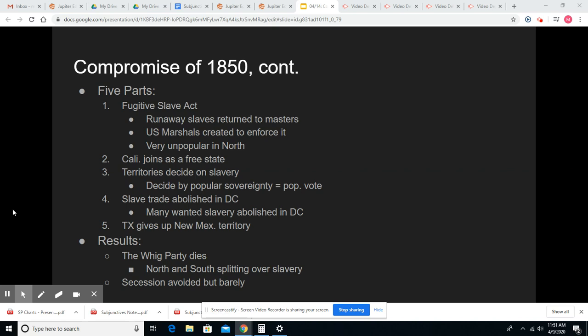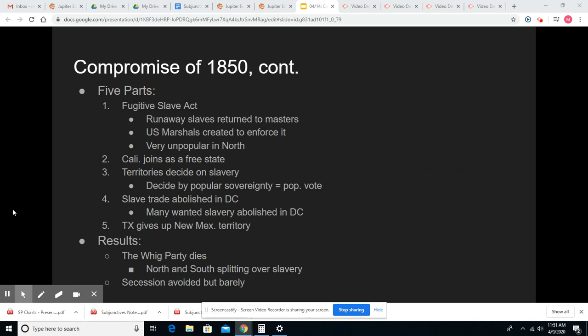And they actually create the U.S. Marshal Service to enforce this law. This is very unpopular in the North because the North is more sympathetic to the slaves, and if they run to the North, then they don't really want to have to return them to the South. That seems cruel to the North. So this is incredibly unpopular and angered a lot of people who had been previously neutral about this issue. This is also one of the main things that kills the Whig Party. We'll get to that in just a second.